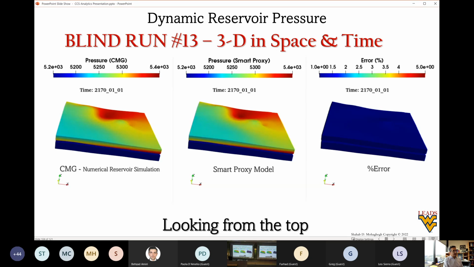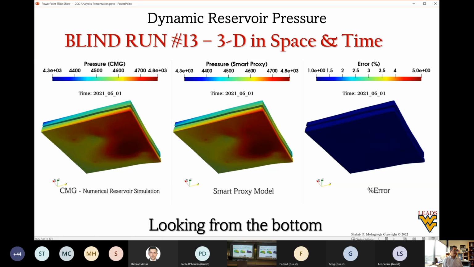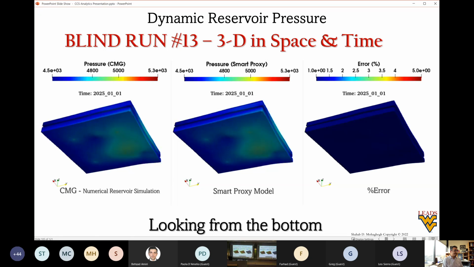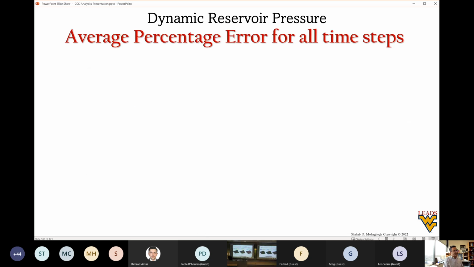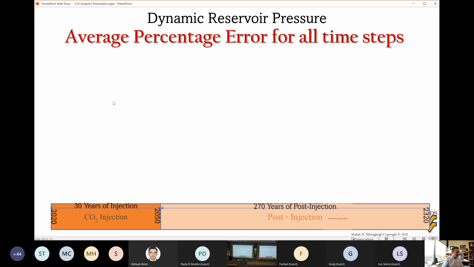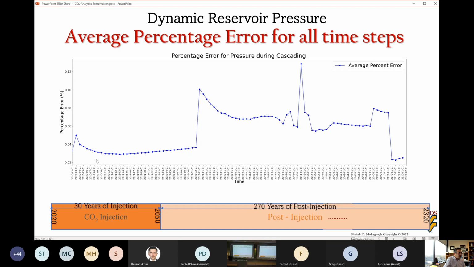Same thing, looking at the same thing from bottom. Okay, so what happened? Literally, when we had 30 years of injection and 270 years of post-injection, these were the error. So literally, we developed this part in monthly production, these 2 years. And the overwhelming majority of the error was a bit more than 2%.